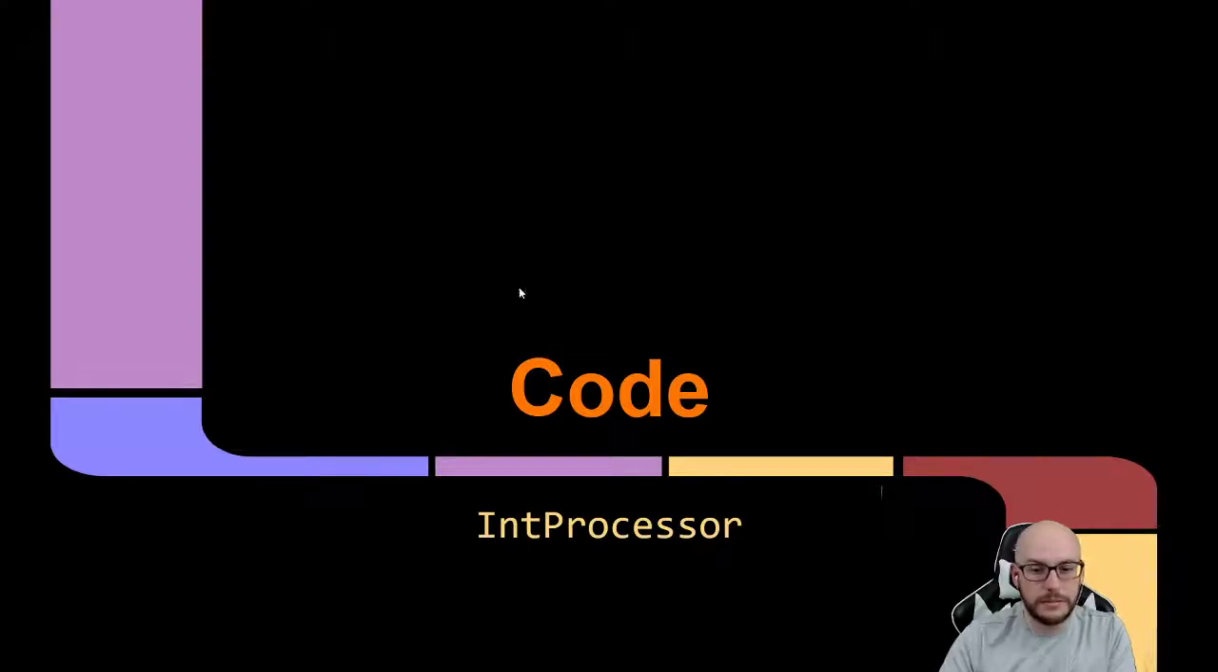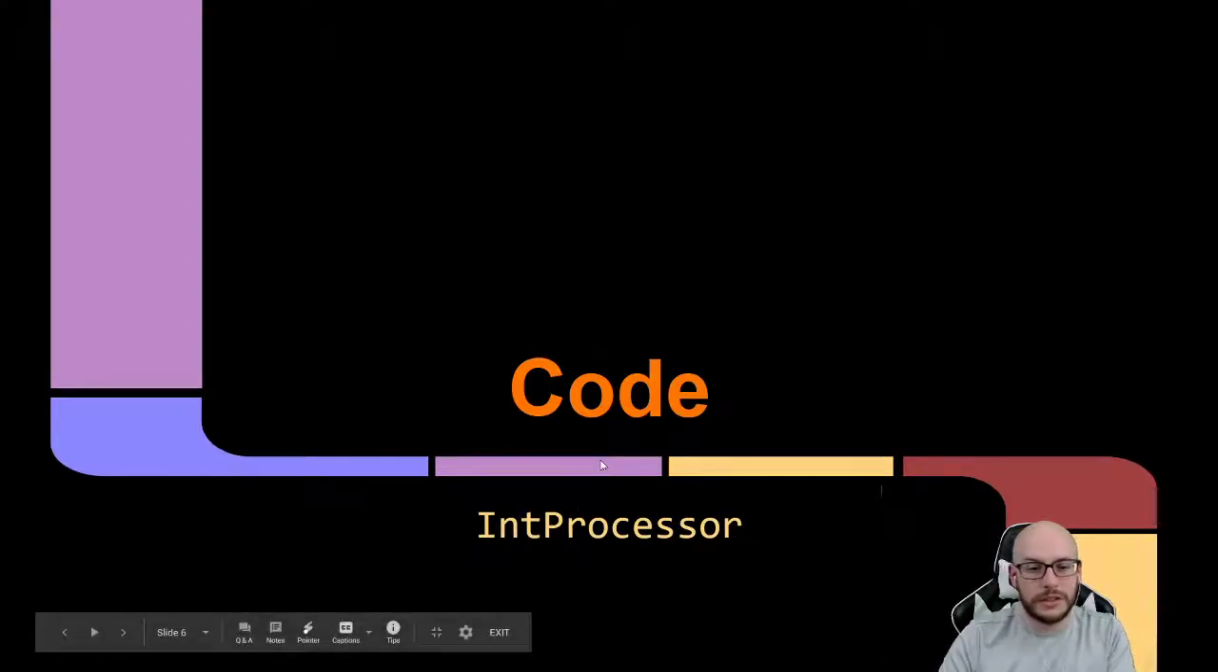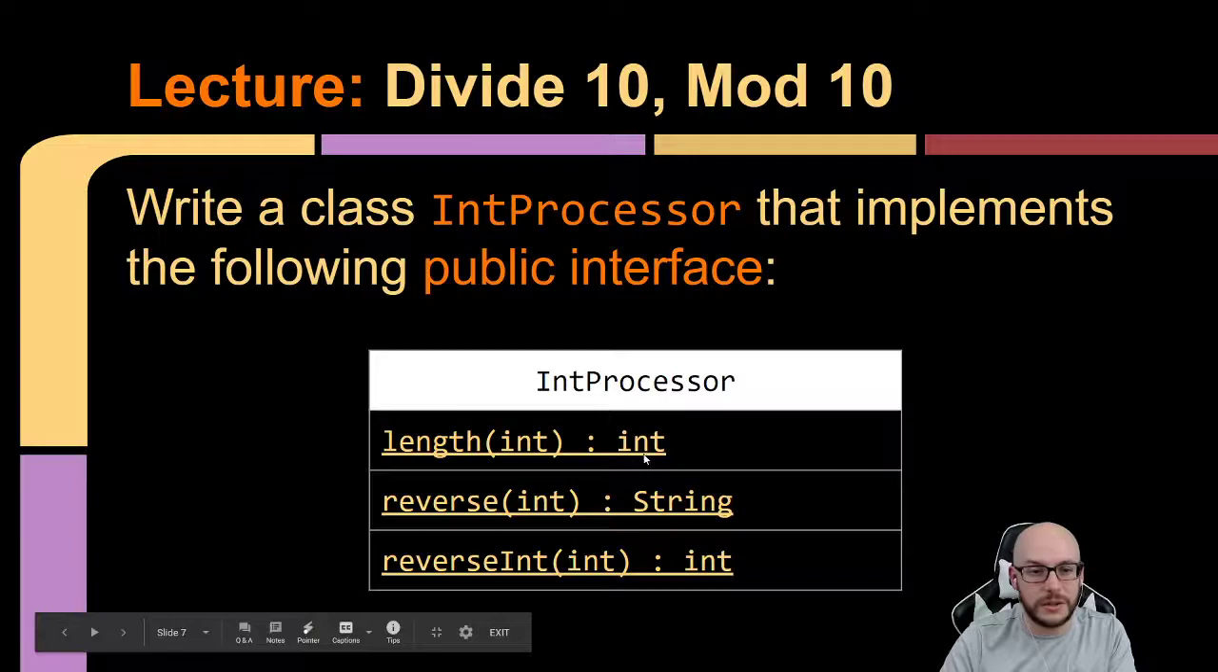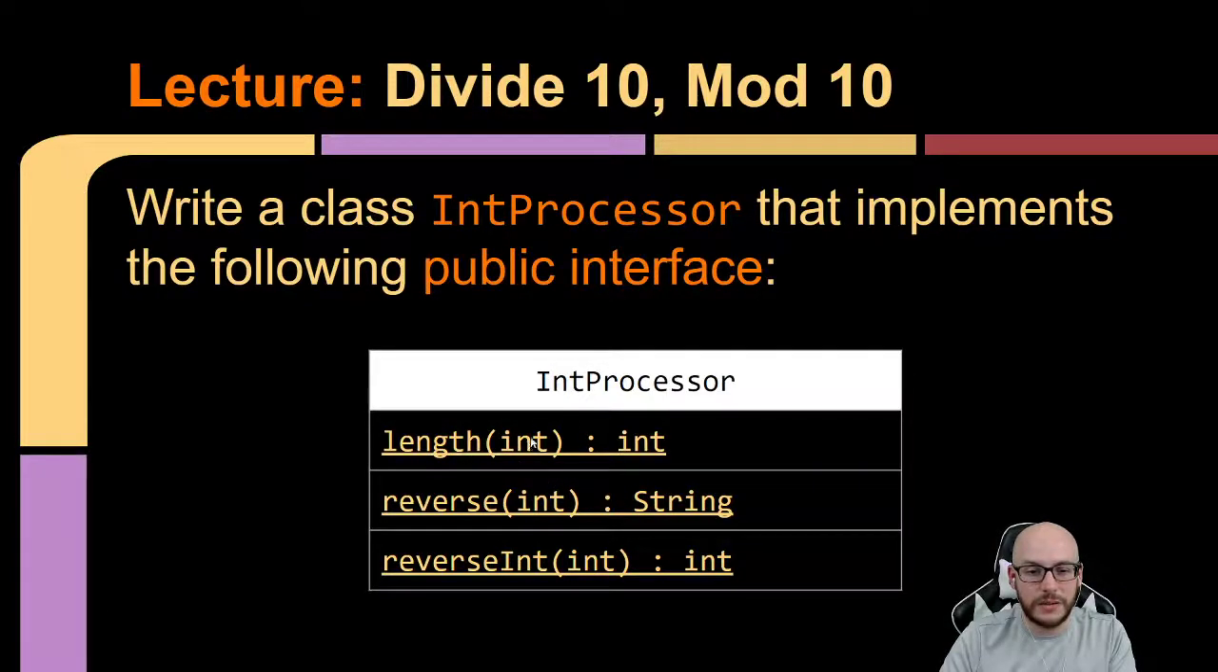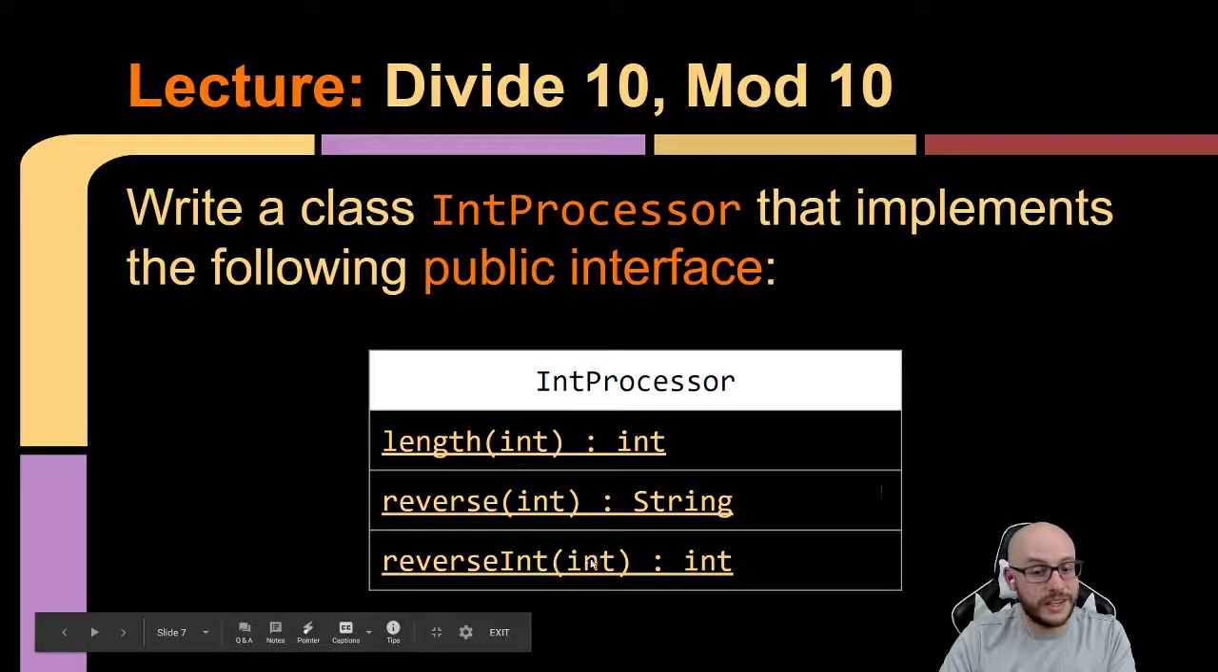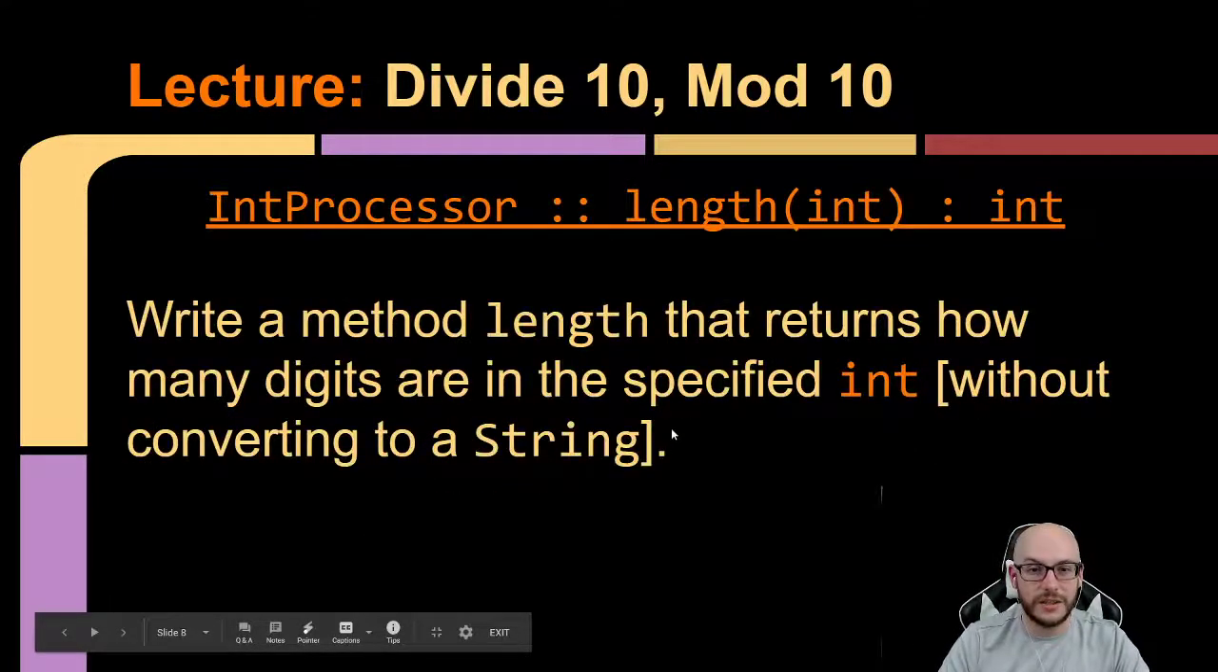With that in mind, we're going to do a little coding. This little thing called IntProcessor is a utility class. How do I know? It's got 3 methods. All of them are underlined, indicating they are static. We'll get the length of an integer. We'll reverse an integer using a string to help us. We'll reverse an integer and never, ever, ever turn it into a string. Let's take a look at this first method and get this class started.